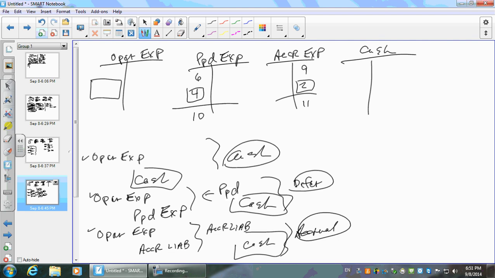How much was the total cash that went out, by the way? 170 we figured, right? So guess what? That 170 is the total of the cash expenses, buying prepaids, and paying accrued liabilities, right? And the operating expense is the total of cash operating expenses, deferred operating expenses, and accrued operating expenses. It just is. Everything works that way.